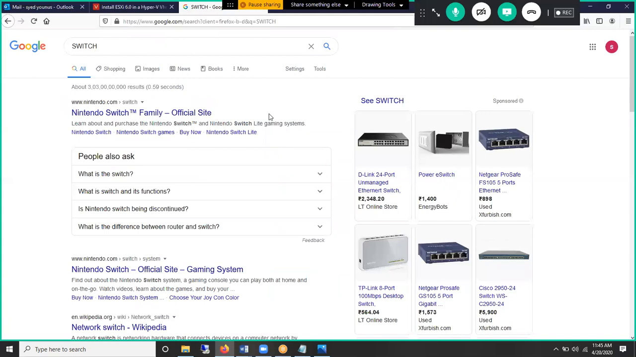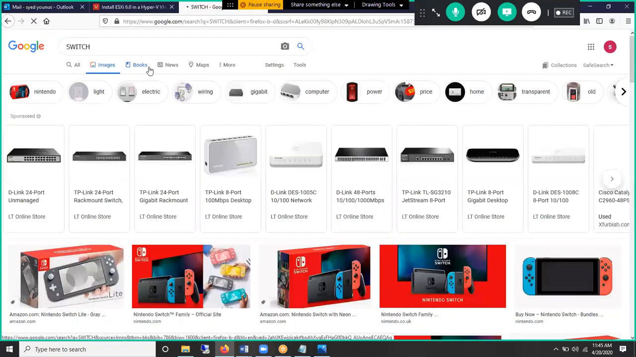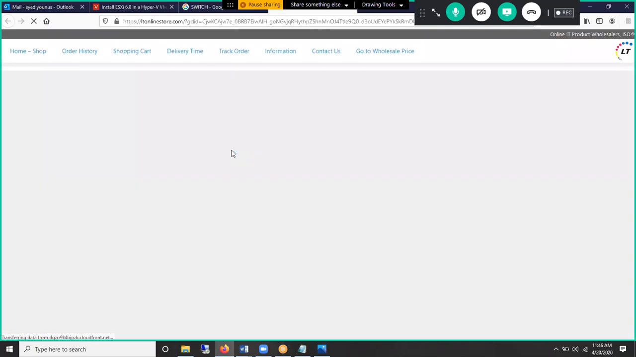Okay. So you can see here that is like a switch where you can see there will be some ports. Taking to online shopping. So we are not purchasing, just I'll show you.